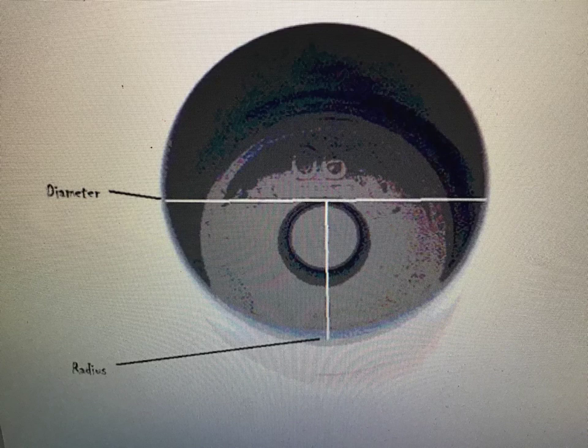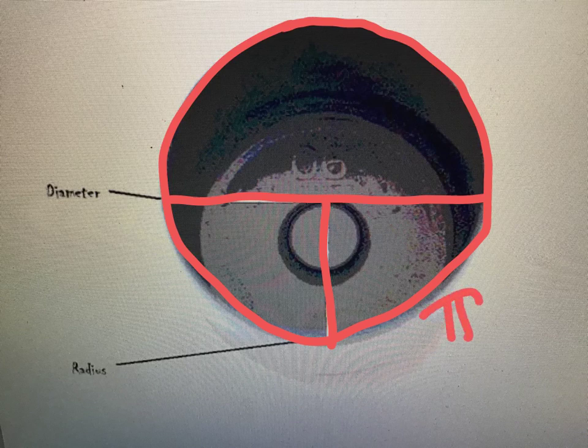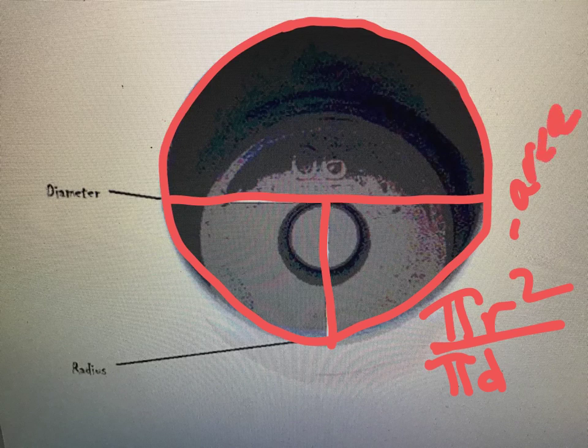Here is a circle. It knows how to get around. It has a radius from center to rim. Radius right there. And its diameter's right there. Now isn't that simple? Pi r squared sounds like area to me. When I need circumference, I use pi d.